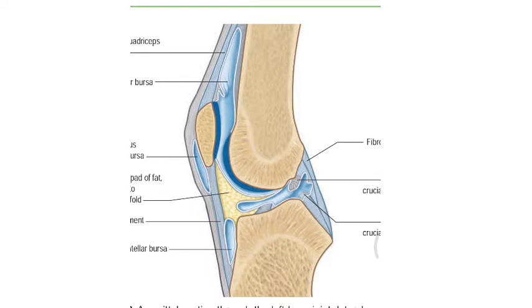and the base of the infrapatellar fold extends from the apex of the patella, this is the apex of the patella, to the anterior part of the intercondylar area of the tibia. This is the anterior part of intercondylar area of the tibia. Some fibers of fatty tissue enter the fold through the base.